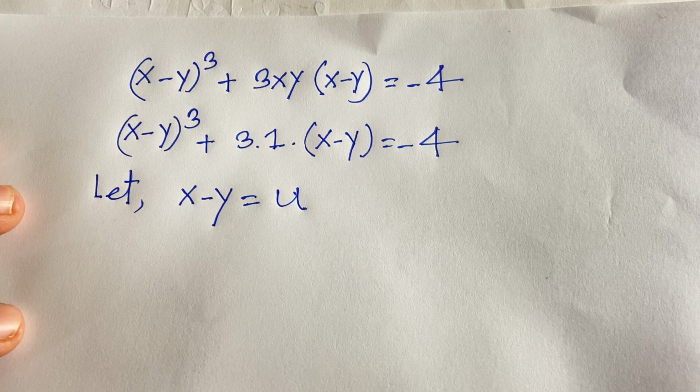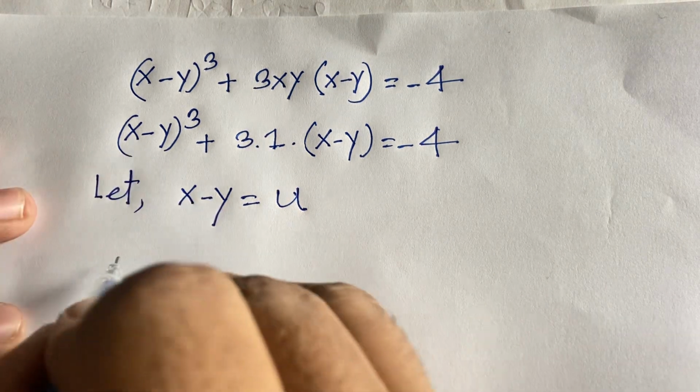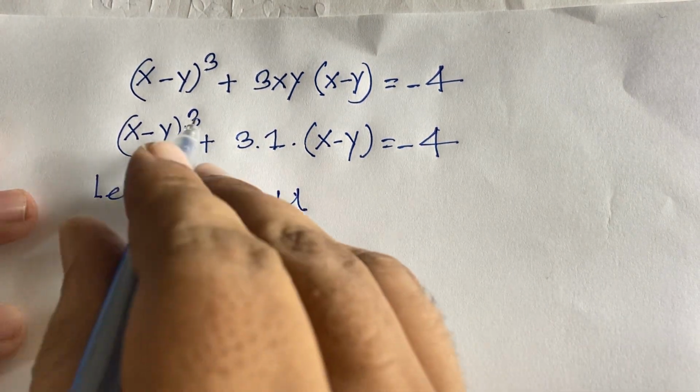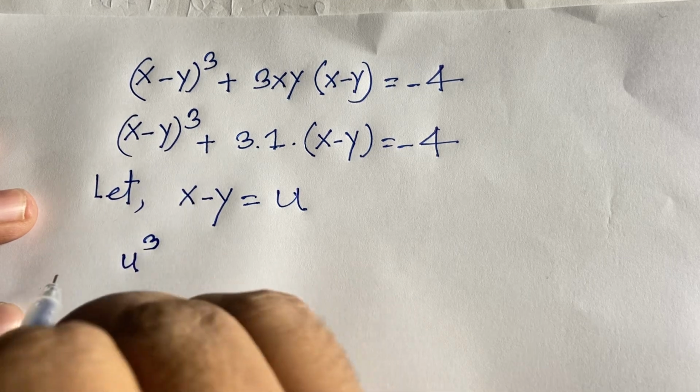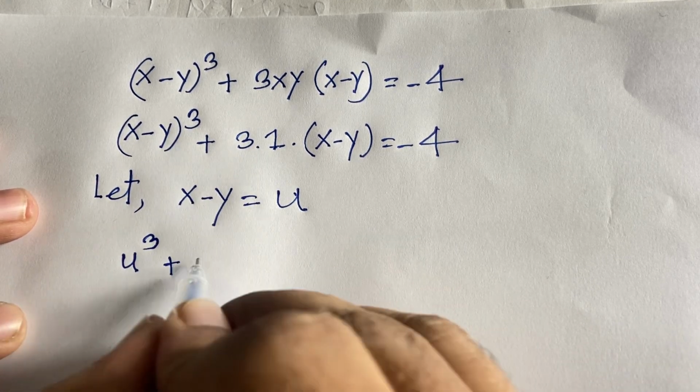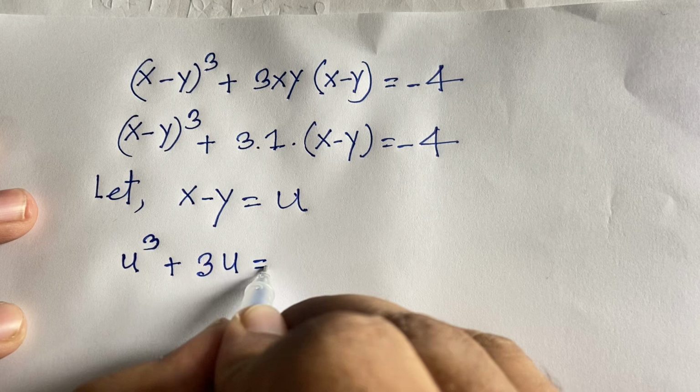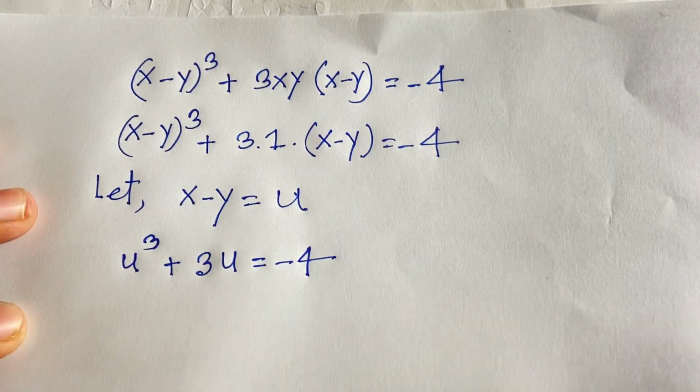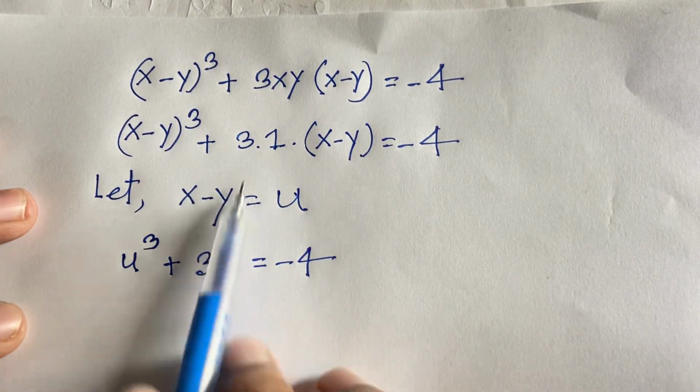We'll add x minus y, it will be u. So I can say that it will be u cubed plus 3u minus 4. Let's just put this value in this equation.